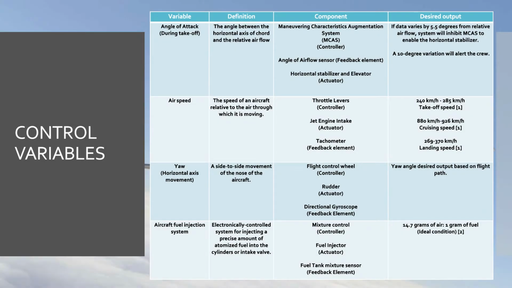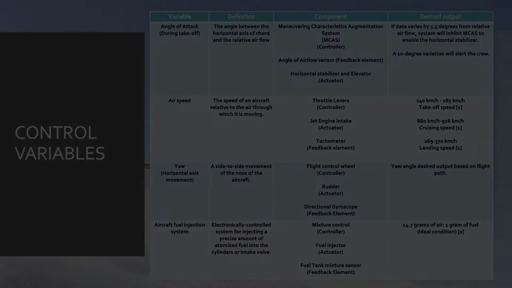There are 4 main control variables of our design system, which are the angle of attack, the airspeed, the yaw, and the aircraft fuel injection system. Our control system will be based on these 4 variables, and the definition of each variable is presented in this table here, as well as the components and their desired output. Under the components section, it is observed that there are 3 main elements to a control system, which are the controller, actuator, and feedback element or sensor. The controller adjusts the actuator in response to the measurement, and the actuator manipulates and causes an action, and the sensor or feedback element measures that response.